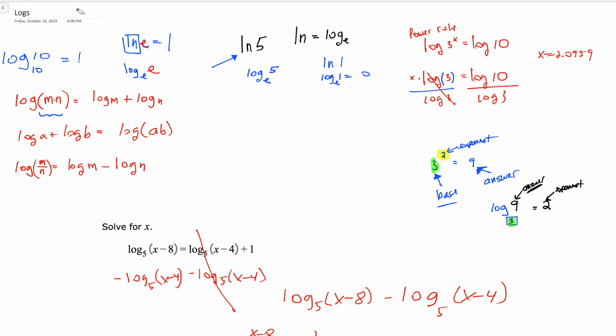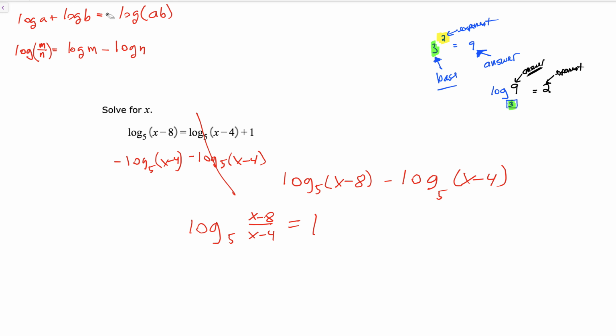Here, kind of. So when we were doing this one here, and you move this over here, 10 to the power 1 equals 10. The log's gone. You just translate it to a different language. You went from log language to exponent language. Do you see? So no, it's over here. It would be 5 to the 1 equals x minus 8 over x minus 4.